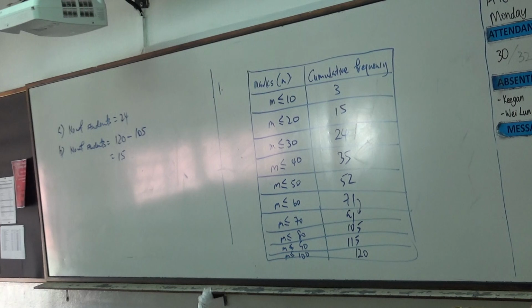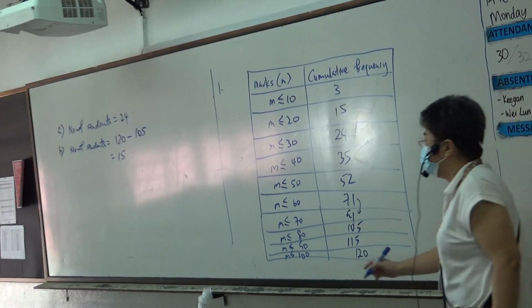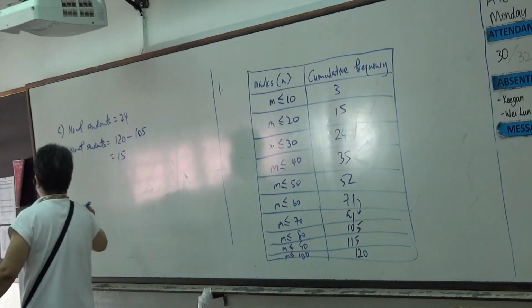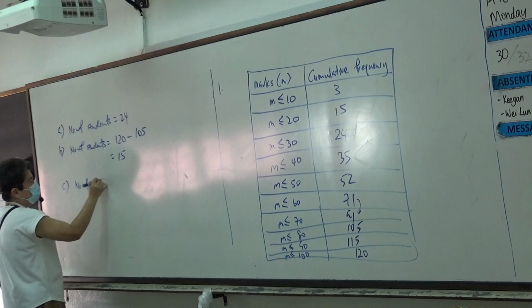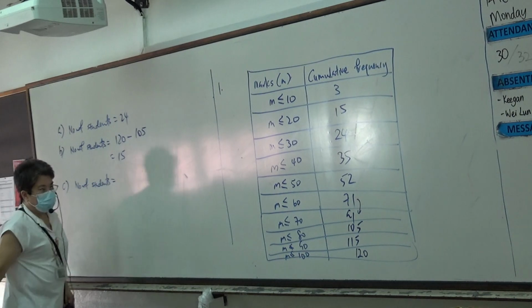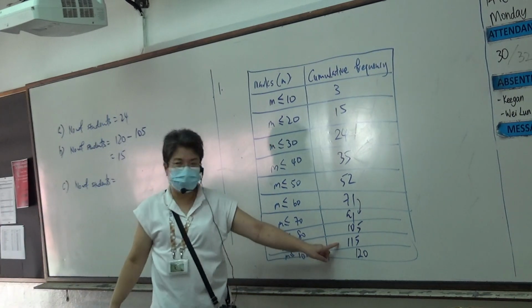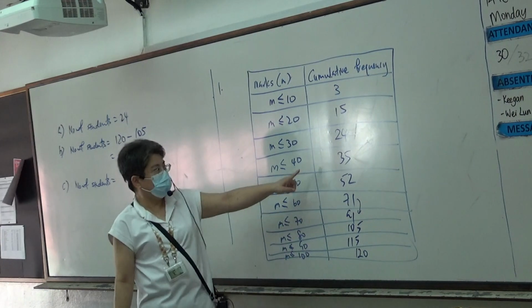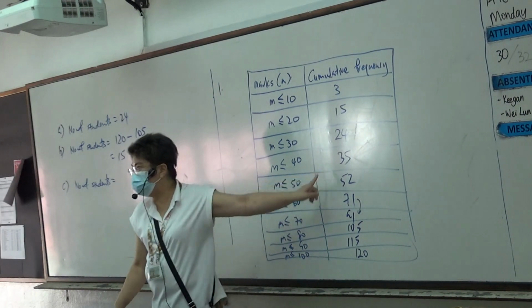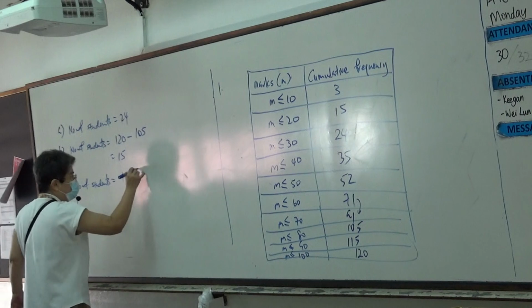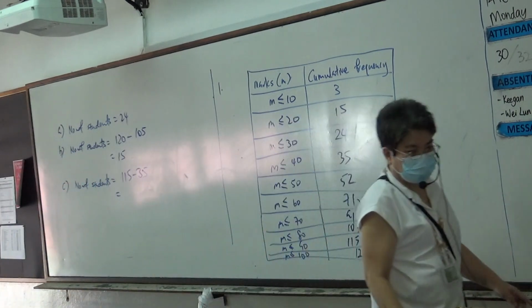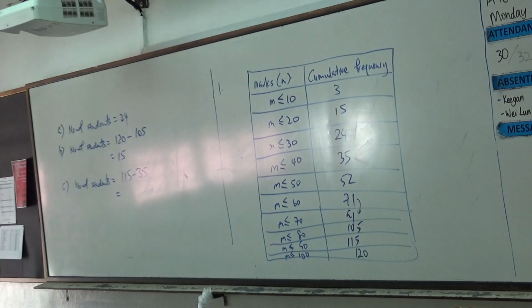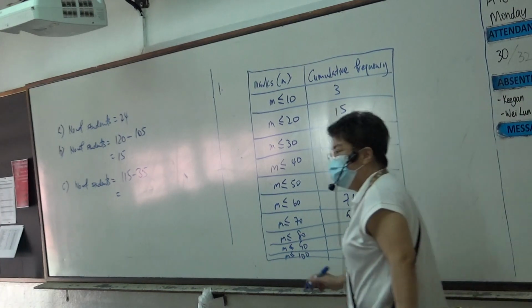Scored more than 40, but not more than 90. Now, can you see the 91 is 115? The 41 is what? 35, right? So what do I do? 115 minus 35, right? Answer? 80.